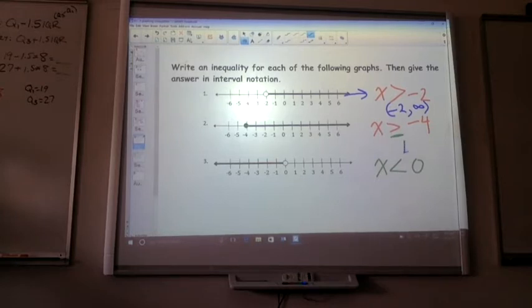Next problem. Do I have a square or round bracket up for my start? Square. Where did I start from? -4. Where am I going to? Infinity.